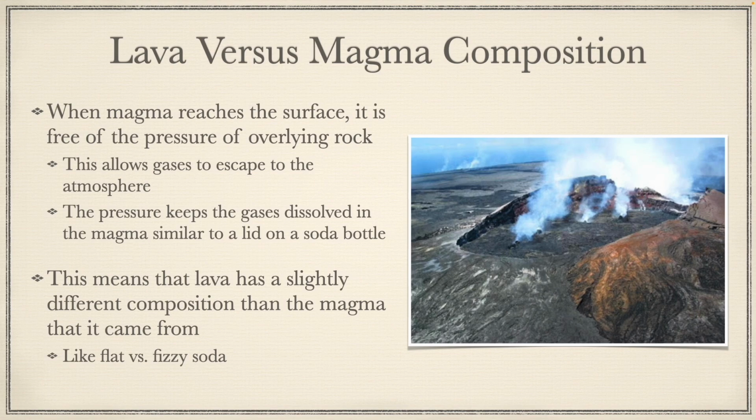So lava versus magma composition. So when magma reaches the surface, it is free of the pressure of the overlying rock. So the rock on top of it provides a lot of pressure to keep gases and stuff in. So once you remove that pressure, this allows those gases to escape to the atmosphere. Now, the pressure keeps the gases dissolved in the magma, very similar to a lid on a soda bottle.